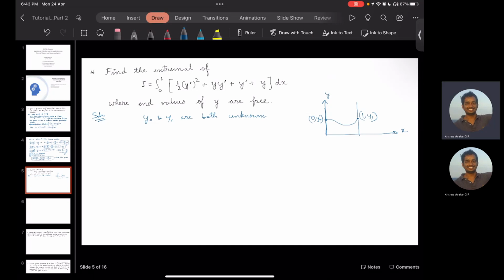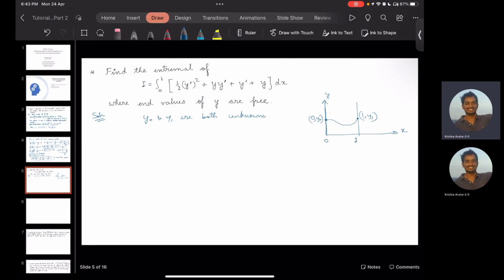So the next problem here says: find the extremal of I equal to the integral from 0 to 1 of half y prime squared plus y prime y plus y prime plus y, where the end values of y are free. Fine. Now you can see that in this case, although the endpoints 0 and 1 are fixed, note the conditions at the ends.